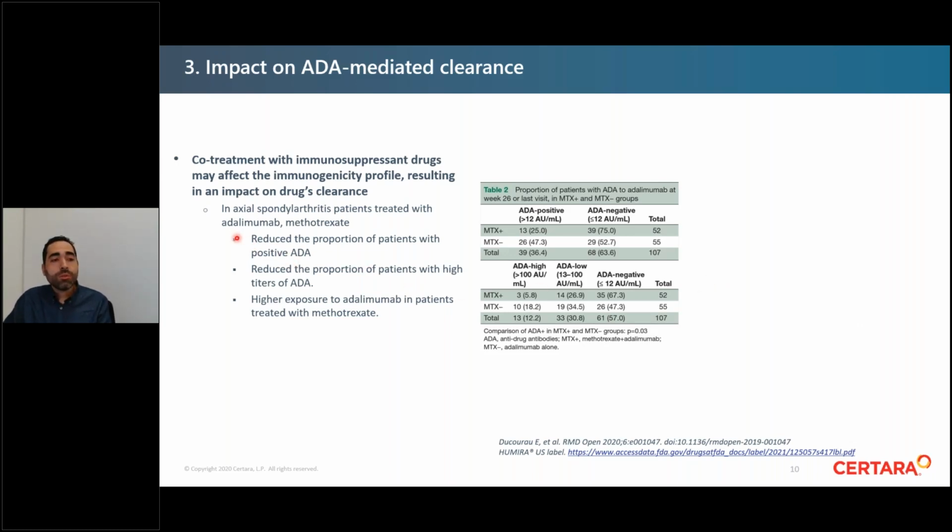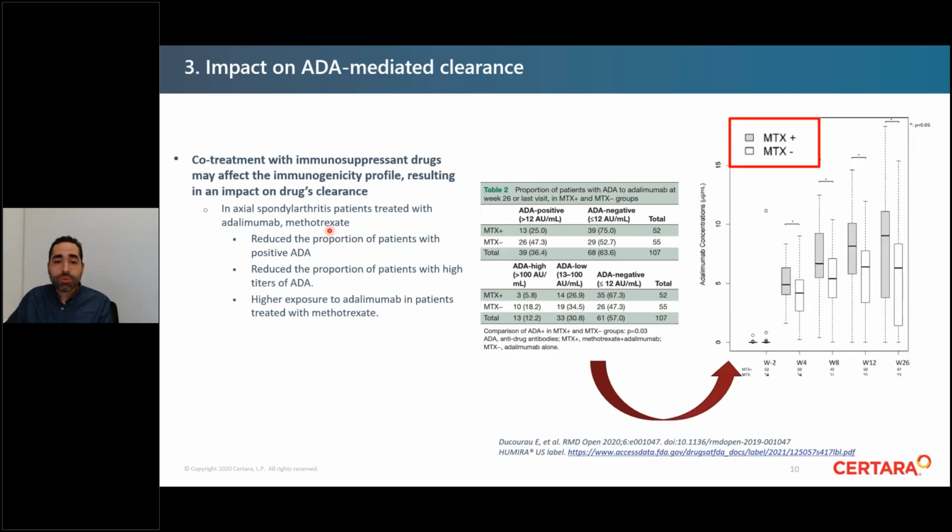It's the co-treatment of adalimumab with methotrexate in patients with axial spondyloarthritis. In this example, the methotrexate reduced the proportion of patients with positive ADA, and also reduced the proportion of patients with high titers of ADA, so high titers will bring a higher impact on the clearance. Overall, this resulted in a higher exposure to adalimumab when the patients are receiving methotrexate, as you can see in this plot.